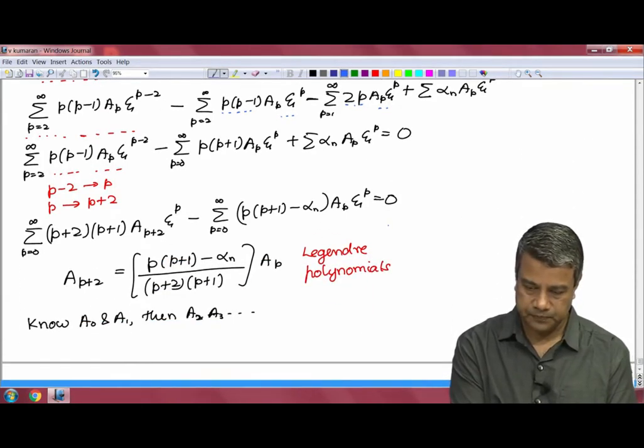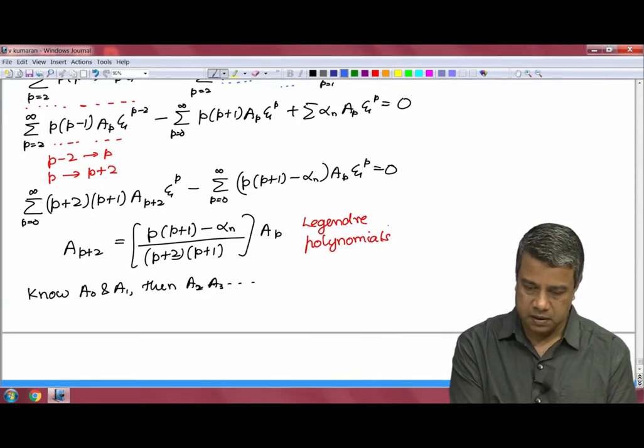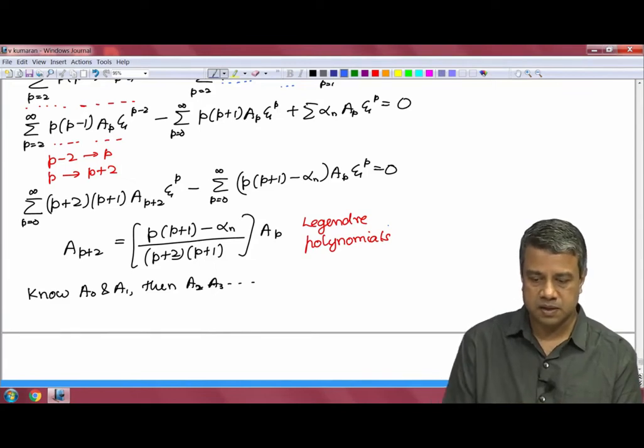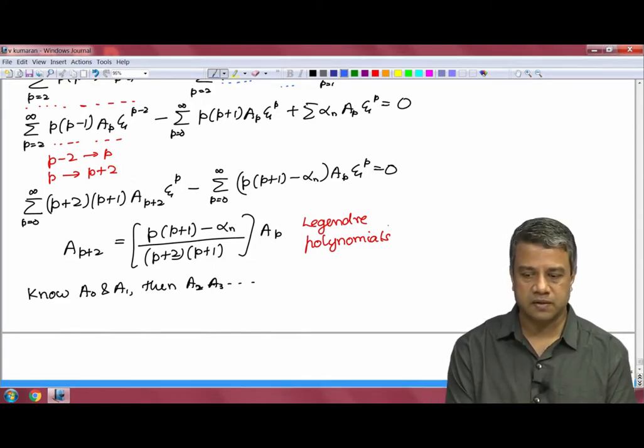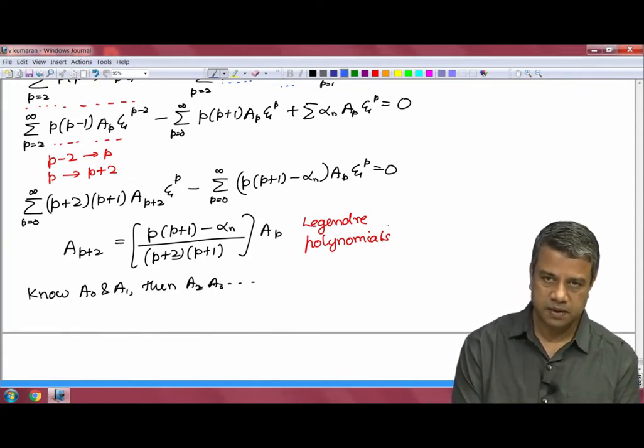So I had expanded this equation out, collected terms that are powers of psi power p and psi power p minus 2.